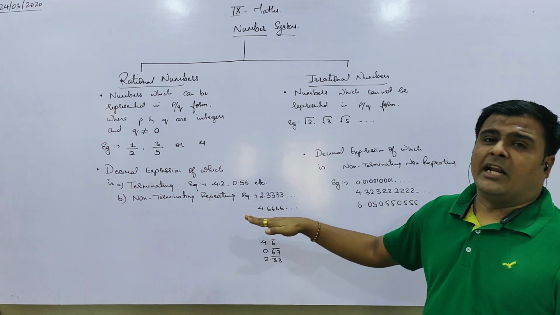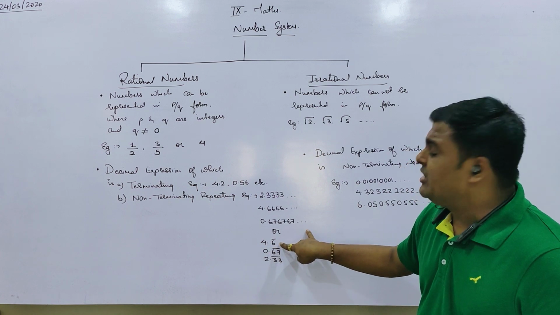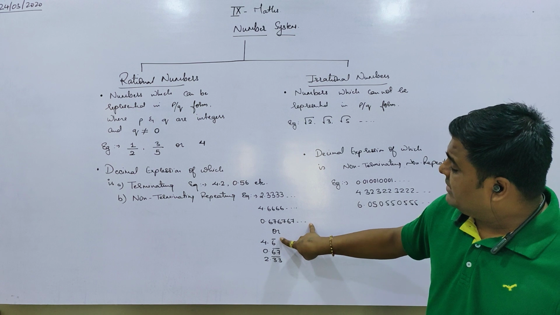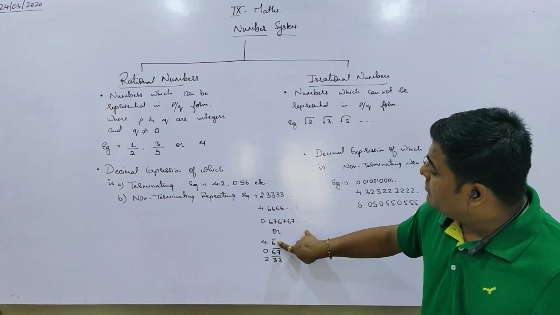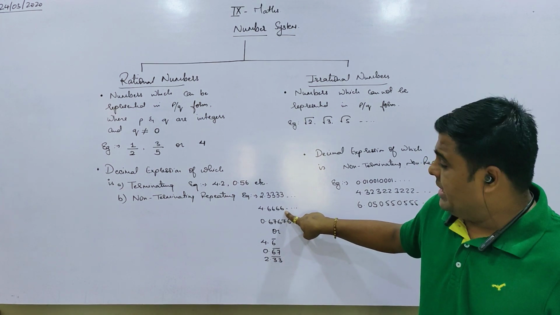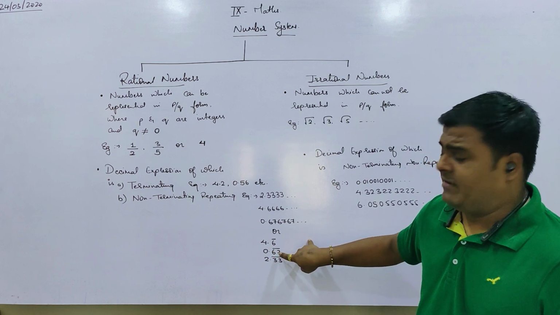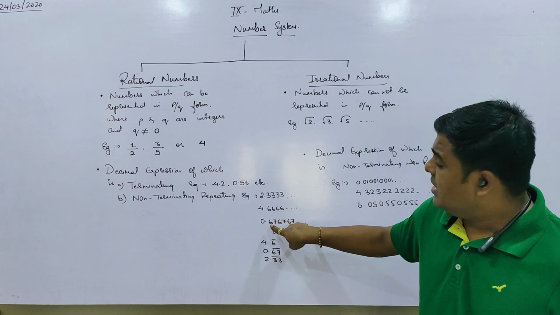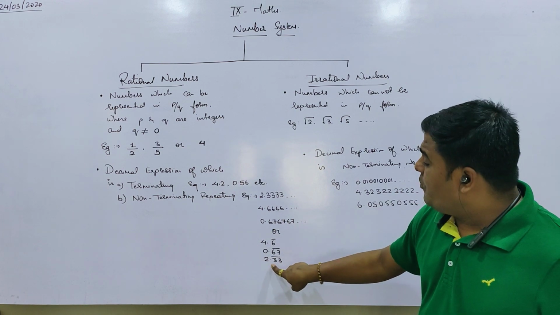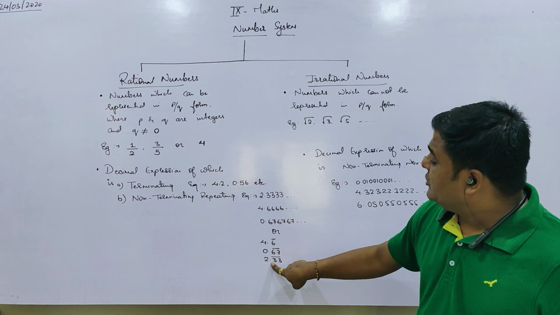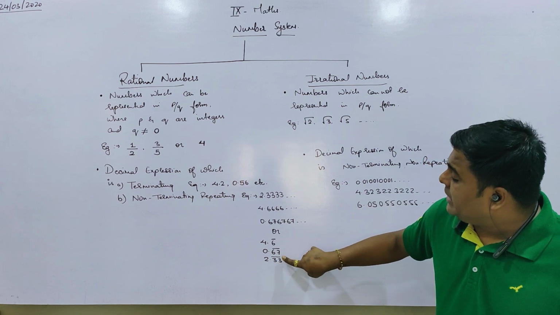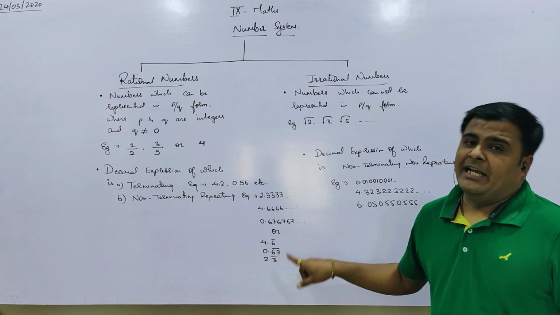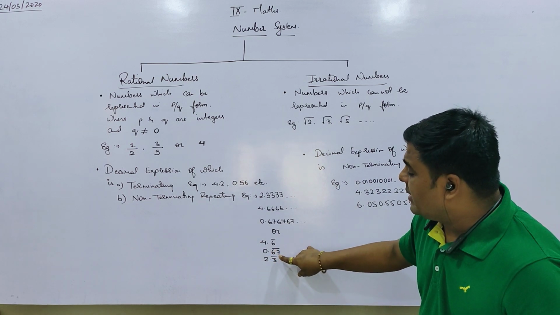In another way we can write 4.6 bar. 6 has a bar above it, which shows that the number 6 is repeating here. Then 0.67 has a bar over 67, which means the numbers 6 and 7 both are recurring. Here 2.333 means 2.3 bar. Only 3 is repeating, only 3 is recurring.